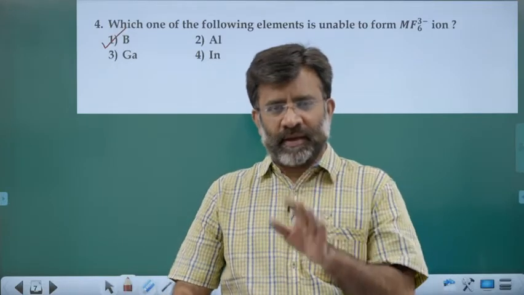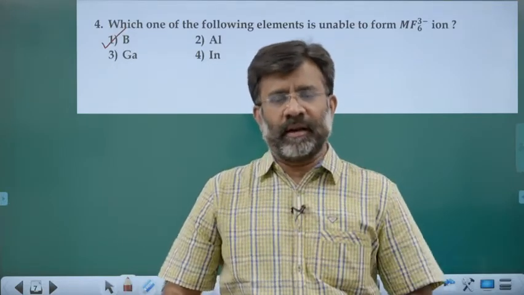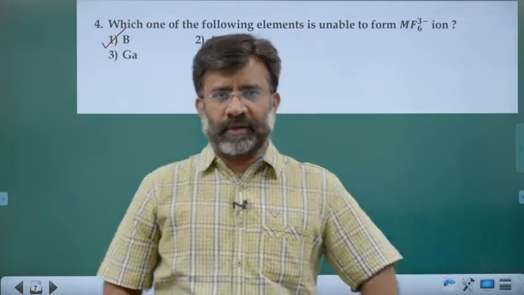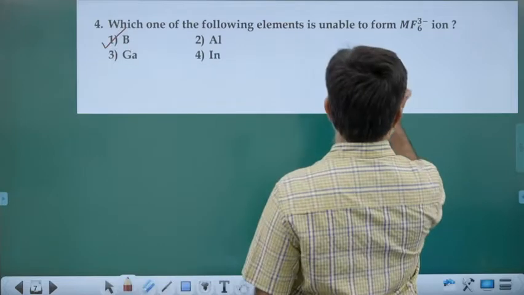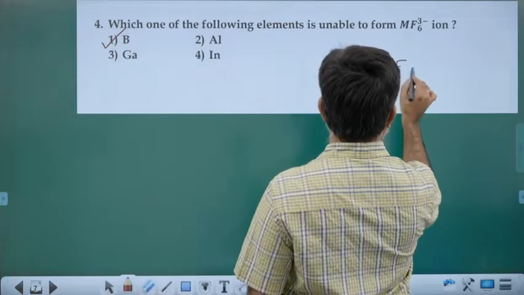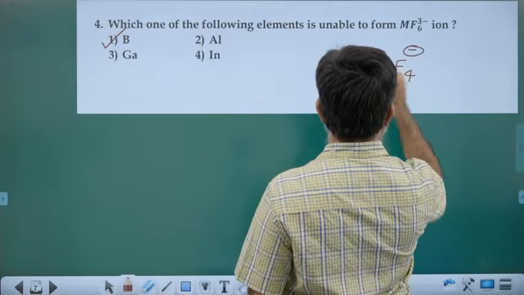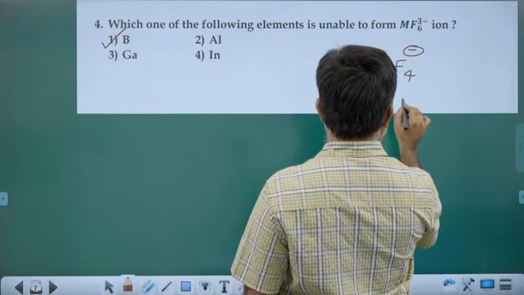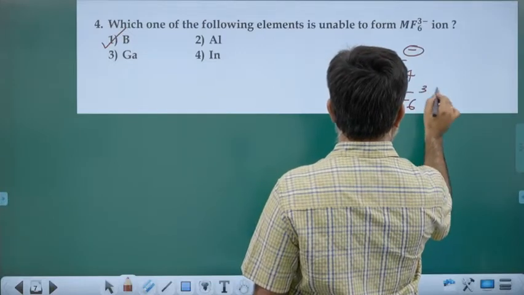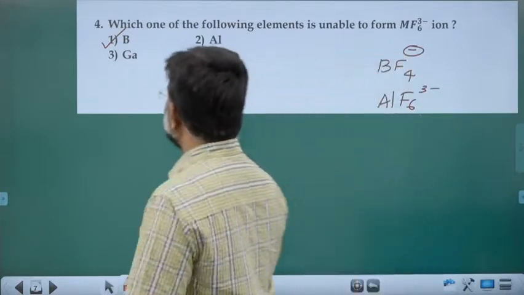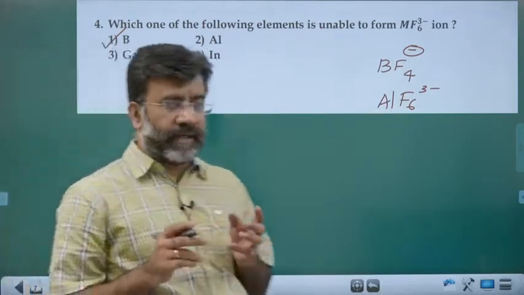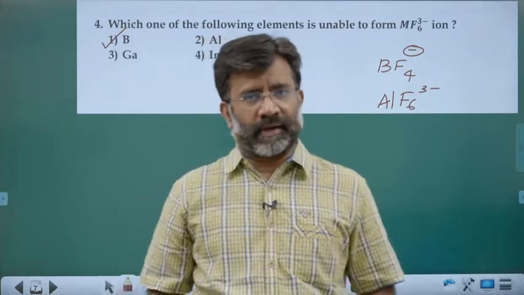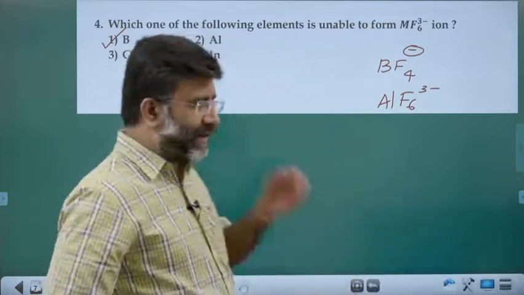They have only s orbital and p orbital. Maximum covalency is limited to 4. So you will not get BF6 3 minus. You can get at most BF4 minus. At the same time, you can get AlF6 3 minus. No doubt. So the unavailability of vacant d orbitals, that is the point. Okay. Next.